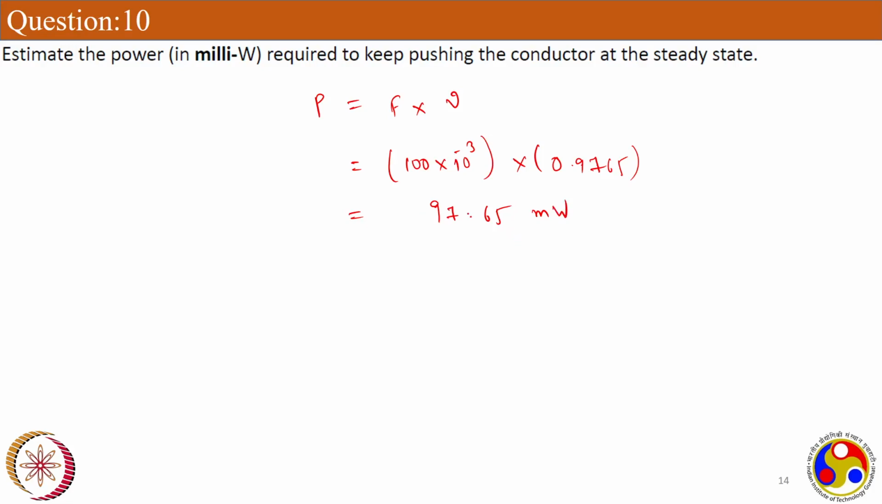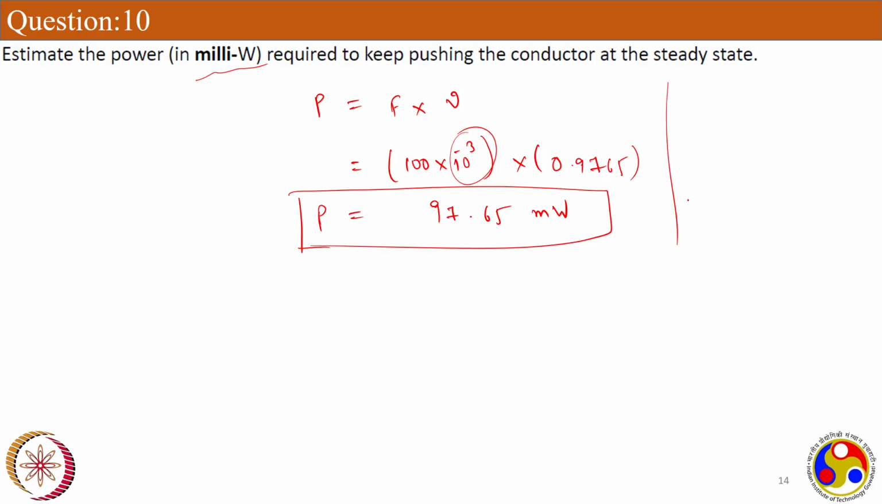It's in watts, but it was asked in milliwatts. Anyhow, we have this 10 power minus 3 factor. That's why I'm writing it in milliwatts directly. And another simple way to check it: we have the current flowing through the conductor and also the resistance. We know power is equal to I square R, right? We can also cross check our answer with it.